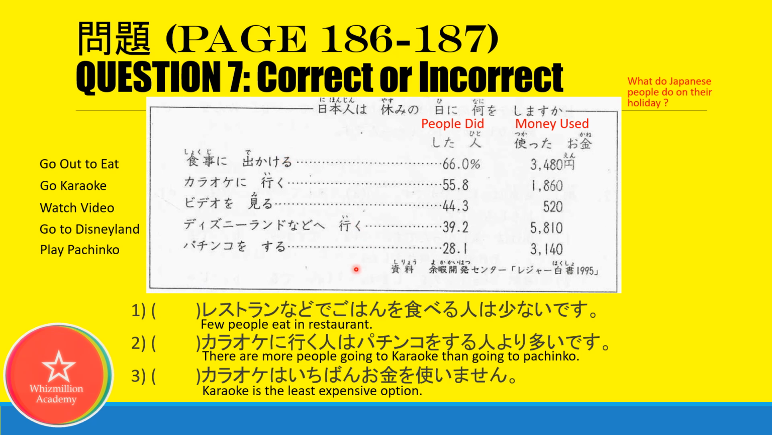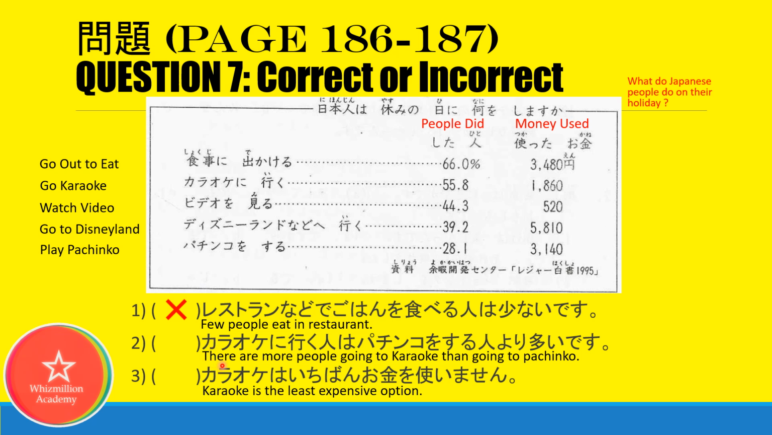So let's see question 1. レストランなどでご飯を食べる人は少ないです。Few people eat in the restaurant. Okay, let's see. Going out to eat is considered going to a restaurant. It's 66%. It's actually the most, not the few. The fewest one is actually playing pachinko, right? So the answer is false, incorrect for question 1.